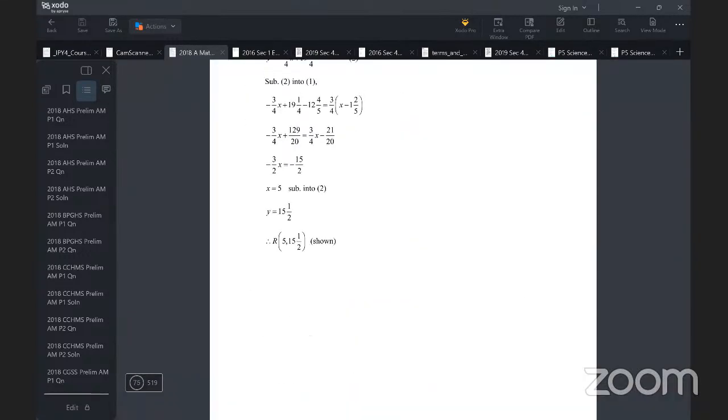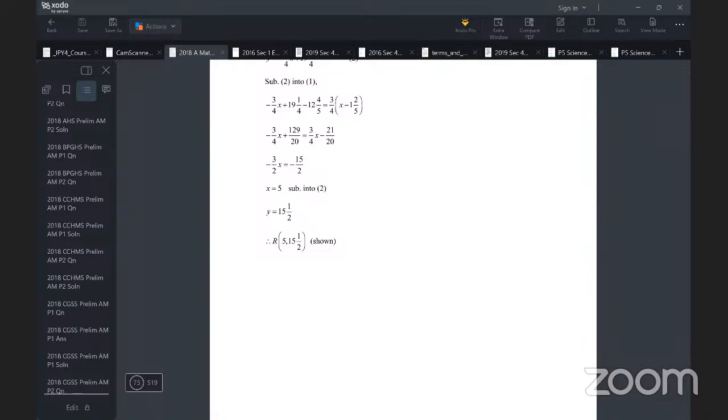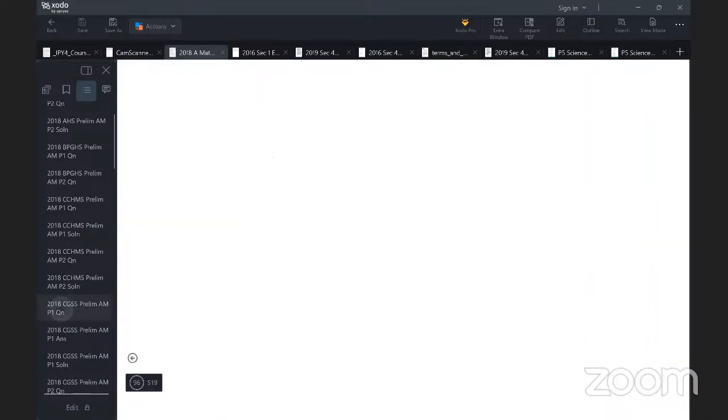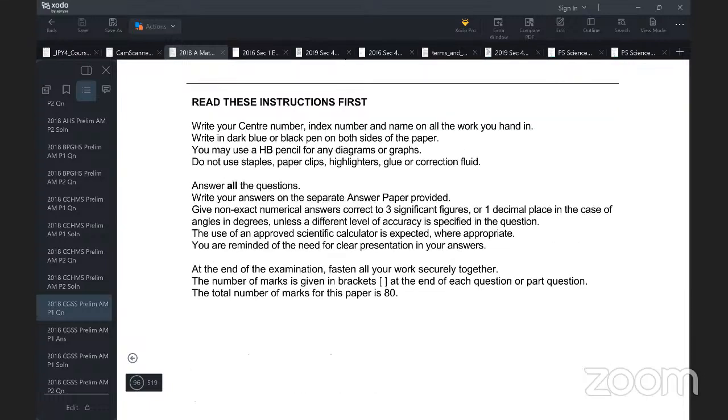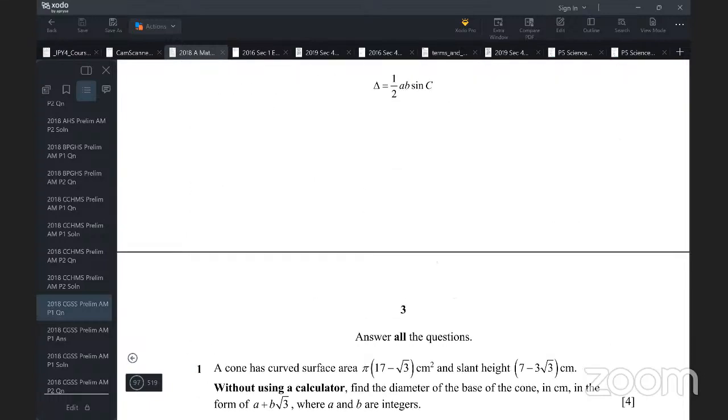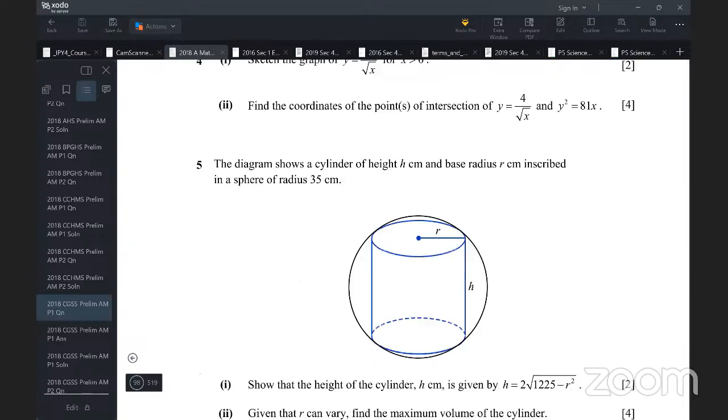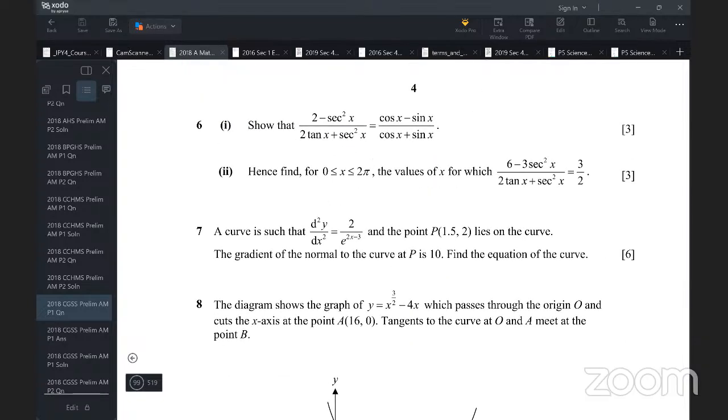Just a minute. Okay, let's choose a random school, Chinese Girls, paper 1. I'm going to show you the R formula. There's a trigo question, just showing you for a while. You look at the trigo question here, the show question, and then the find or the solve question. This one is a multiple answer question. Okay, just want to show you that. So far so good?